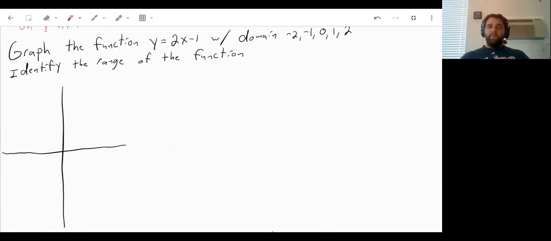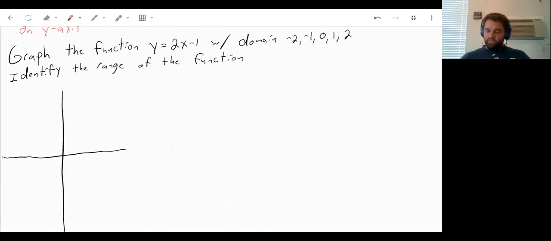Other things that might happen in this section, they might give you a function or an equation, and they will restrict the domain. Now, if you remember, the domain is just asking what x values can you put into your equation. So when it says your domain is -2, -1, 0, 1, and 2, that just means that if you made a table for x and y values, it's telling you what those x values are that you're plugging in. So -2, -1, 0, 1, and 2.